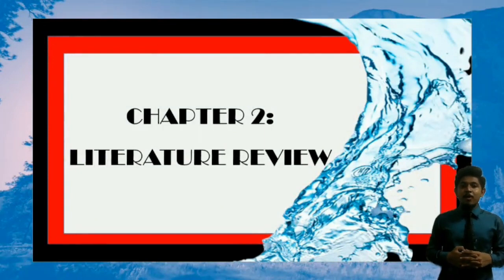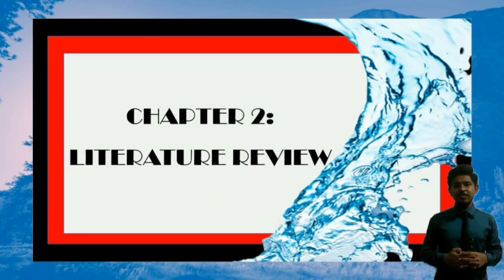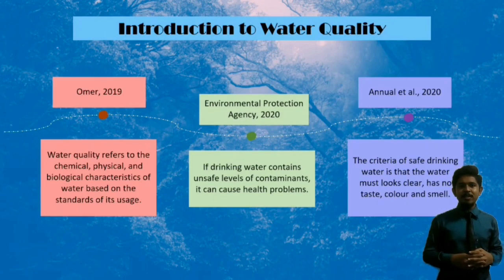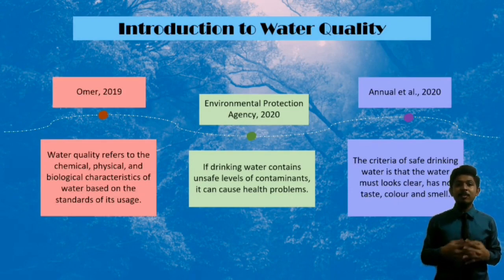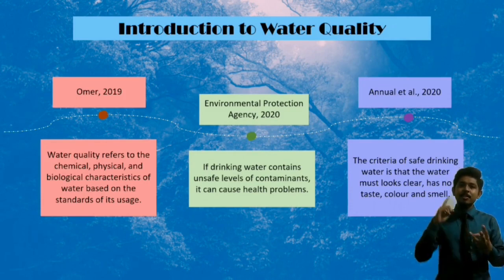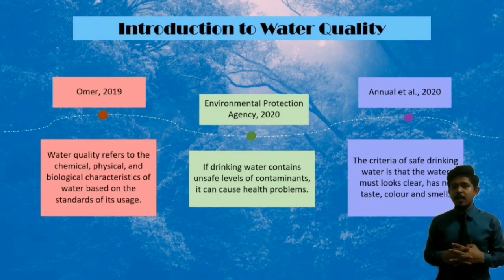Okay, we're going to Chapter 2, literature review. We start with the introduction of water quality. Water quality is about the chemical, physical, and biological characteristics of the water based on its usage. The water should be clean, because if we drink water that contains a high level of contaminants, we will face a lot of health problems. Therefore, water used for drinking must look clear, with no taste, no color, and no smell.